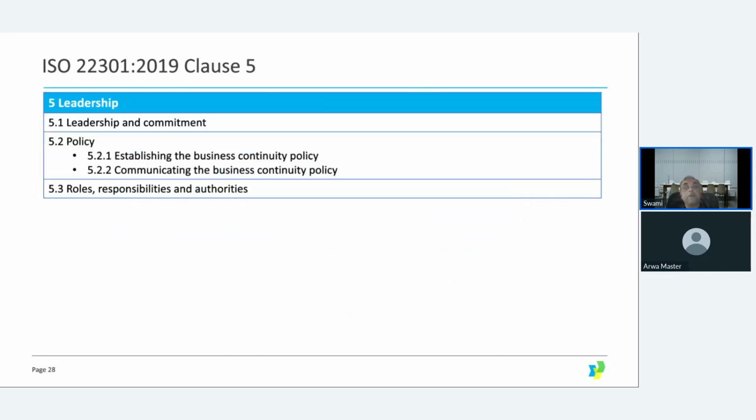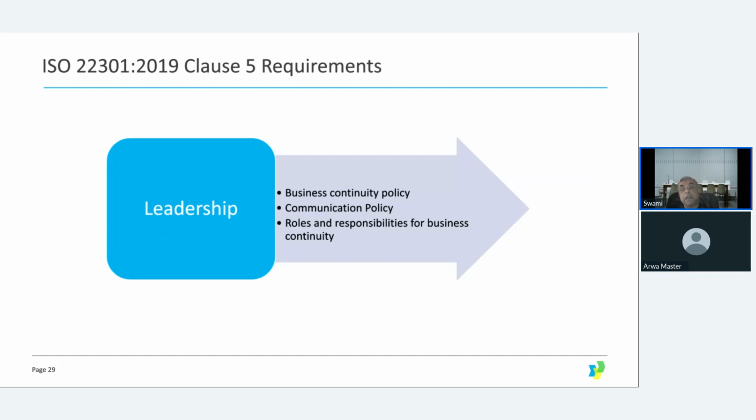Now, coming to leadership: leadership and commitment is the first one, and second is setting up the policy, and also defining the roles, responsibilities and authorities for people who are going to be involved in implementing the business continuity management system. The requirements for this clause are your business continuity policy and communication policy, as you need to communicate the business continuity requirements to all the interested parties and stakeholders, and the roles and responsibilities for business continuity management, covering who is going to implement this system in the organization.